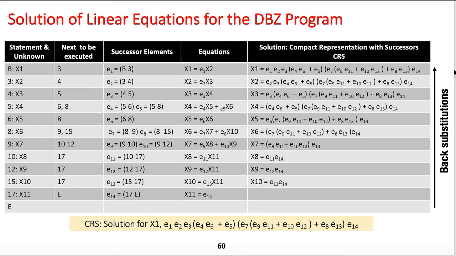When we are solving these equations, forget that the successor elements are pairs of program statements. Just think of these successor elements as numbers. We don't know what they are, so we cannot simplify the algebraic expressions as 2 times 3 is equal to 6. We are just going to maintain the algebraic expression, and so we get an algebraic expression as a solution for x1, and that is the CRS.